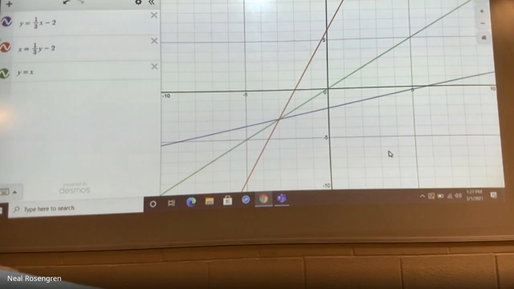Now my green line is the one that should be dashed. I just can't do that on Desmos, but that's the one that cuts them right down the middle. It goes top right to bottom left. If there are any questions about the graphing part of the tables, now's the time, before we get to the algebra.